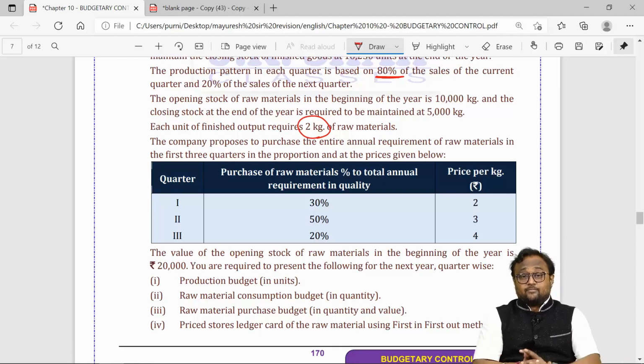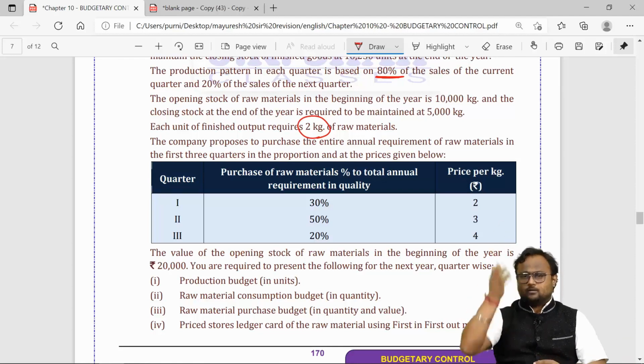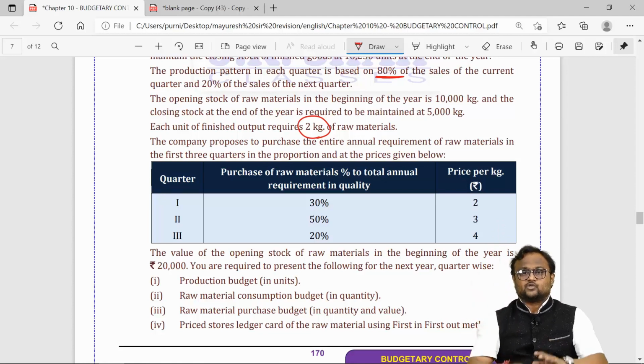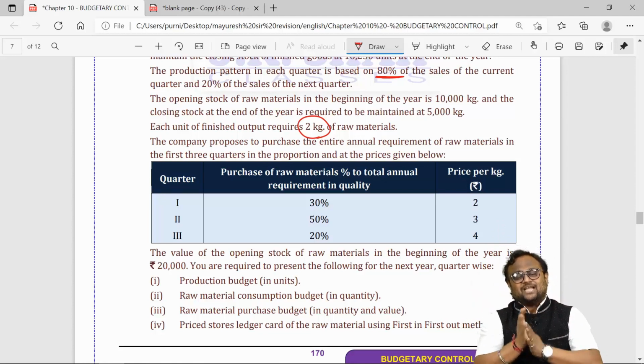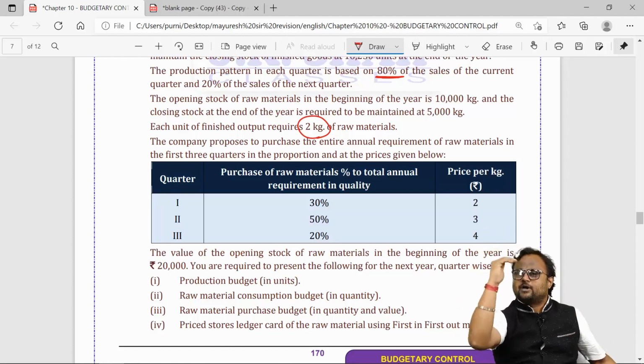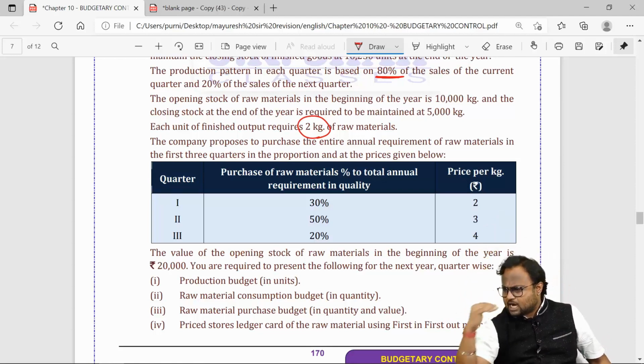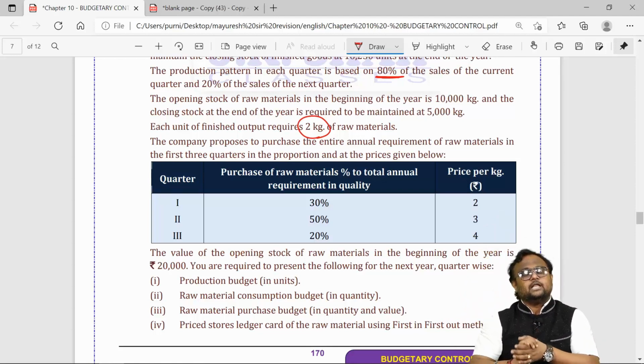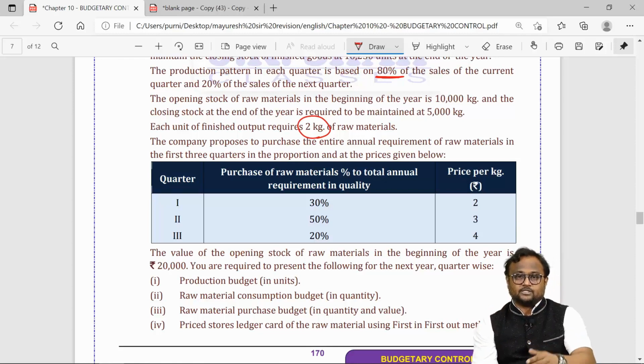Again, I'm sticking to the same thing: quantity to be sold. Even in this question, it was given. I'm telling you, follow that chart: sales, production, consumption, purchase; sales, production, hours, labor. Any question can be solved. 99%, I told you. The 1%, of course, we'll be discussing now.